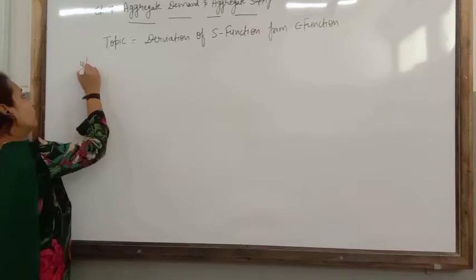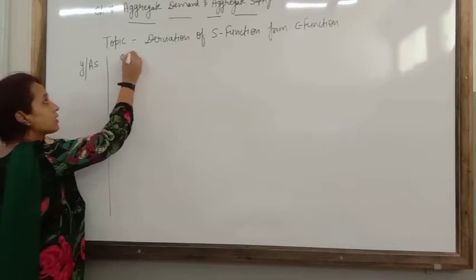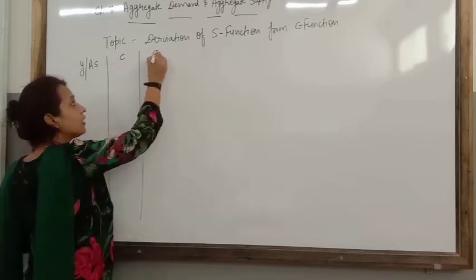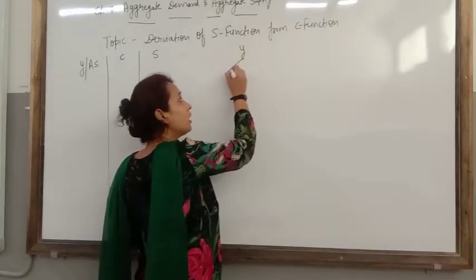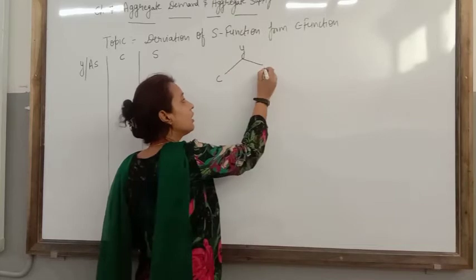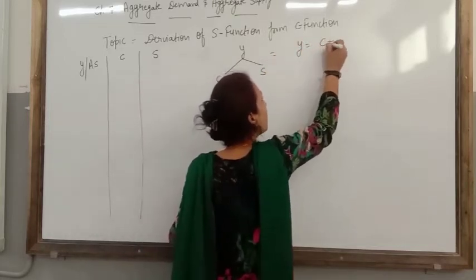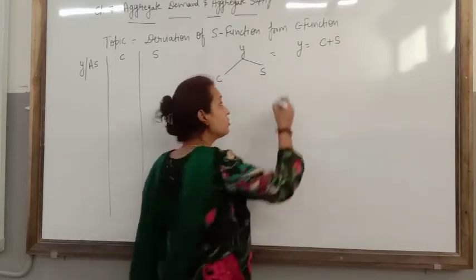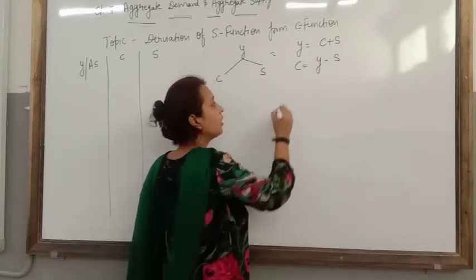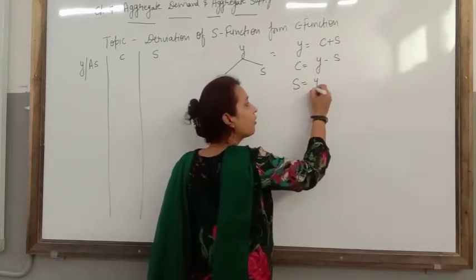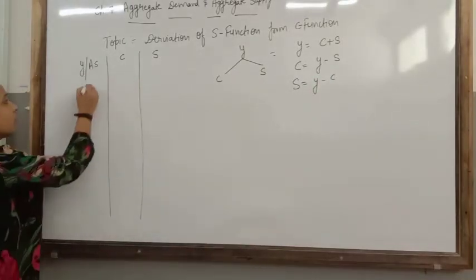First, Y, all of you know Y equal to AS, that's why I am not drawing it again. The second column is consumption, and the third column is S. All of you know that income is either consumed or saved. That's why we can say Y equal to C plus S. If we want to find out C, how can we find it? Y minus S. If we want to find out S, how can we find it? Y minus C. Clear?